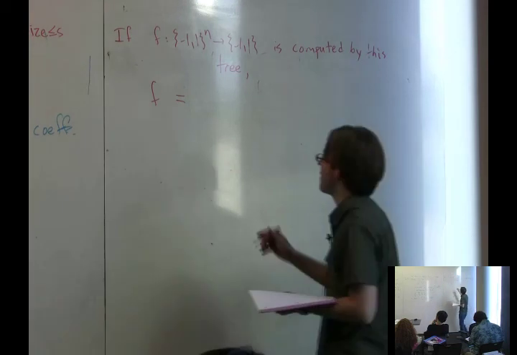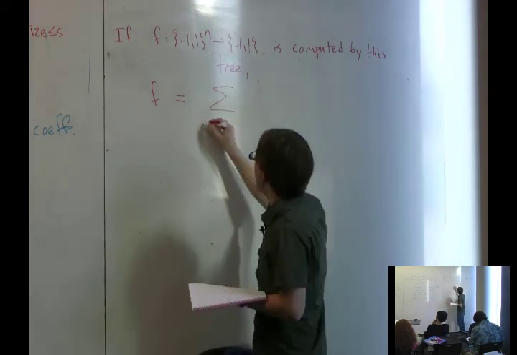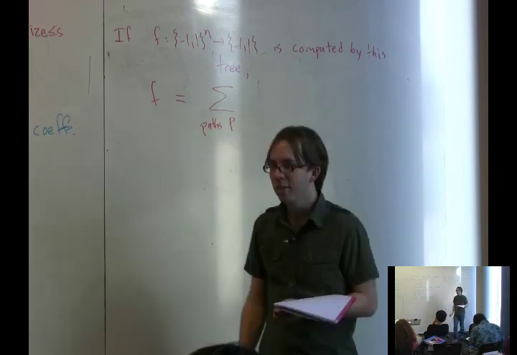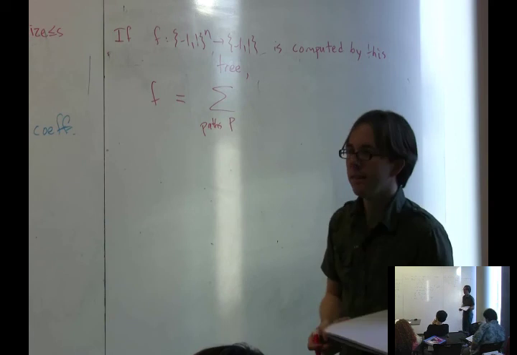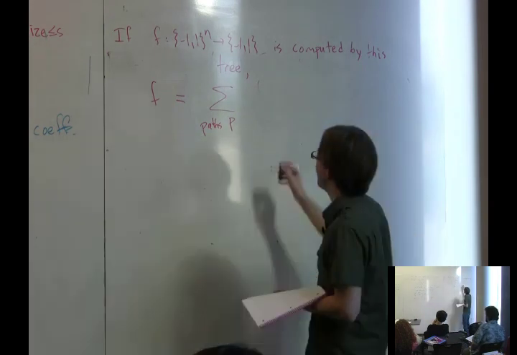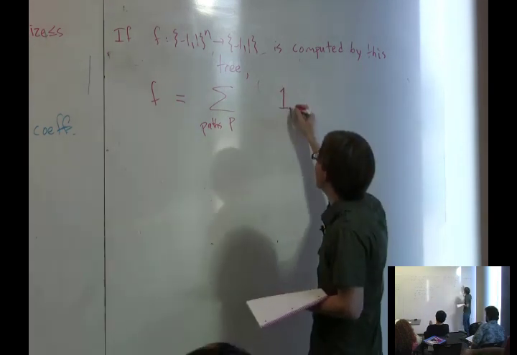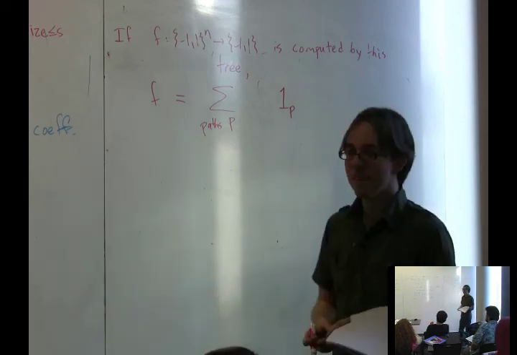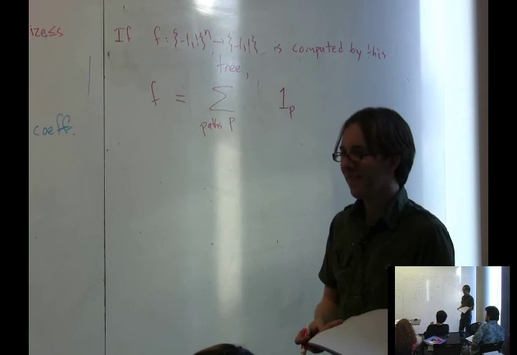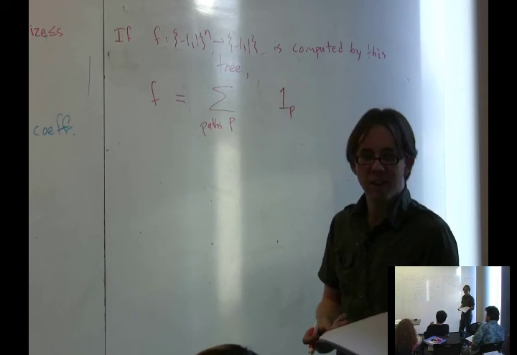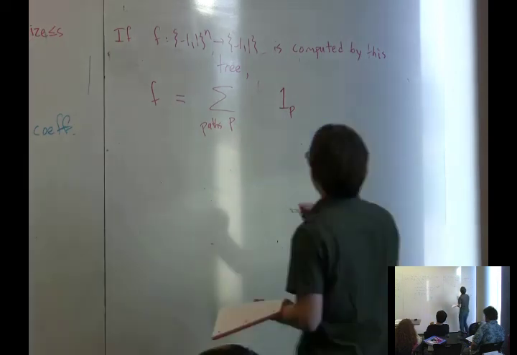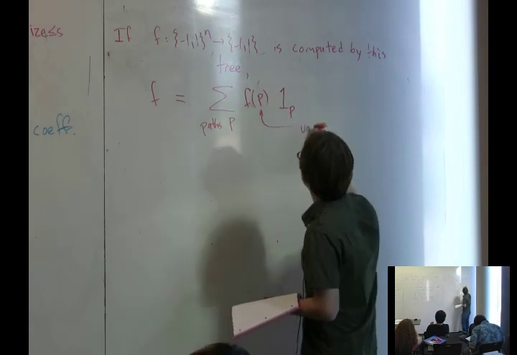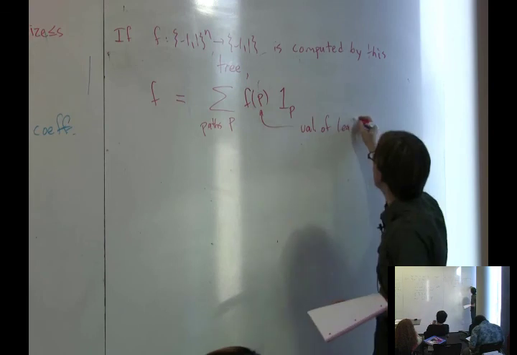All right, I'll get you started. It's the sum over all paths p of the indicator of that path, which gives you 1 or 0 for the event that you follow the path, times the value of the leaf at that path, which maybe I might denote by f of p. This is the value of the leaf at the path.